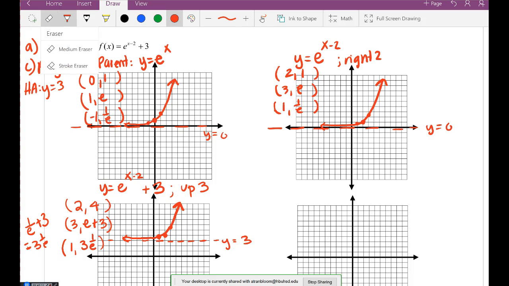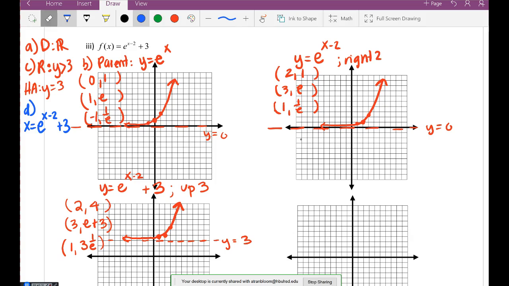All right. So to look for the inverse, we would do what? Switch your x and y. So here's D. I'm going to write x equals e to the power of y minus 2 plus 3. I'm sorry, I should have a y on there. There are multiple ways of solving for y. You don't have to do it my way if you already know how to do it your own way. Okay, let's solve for y.